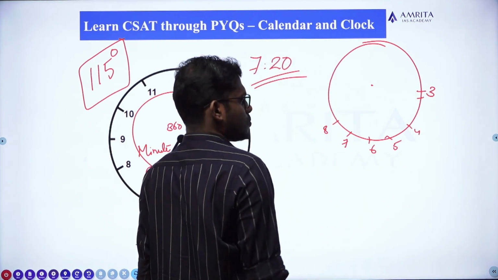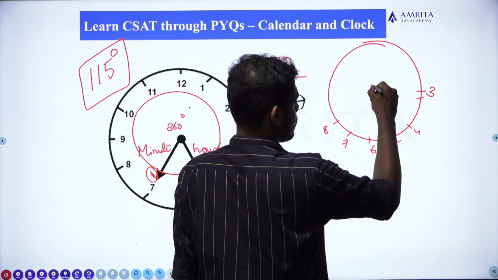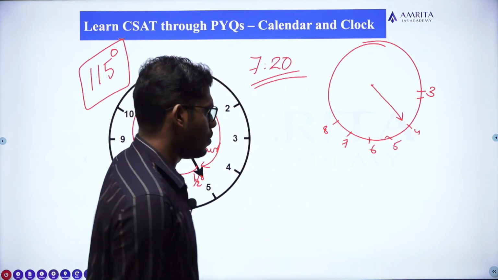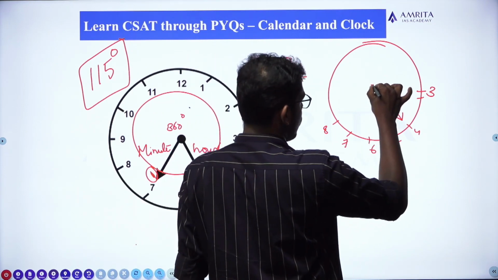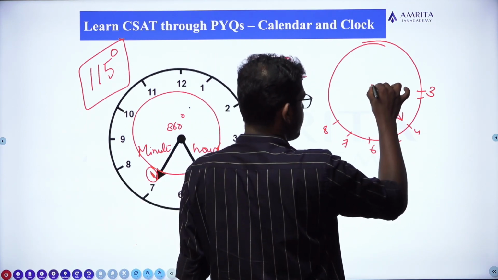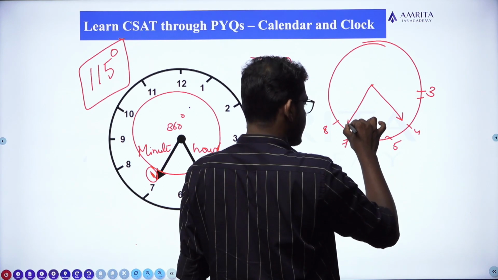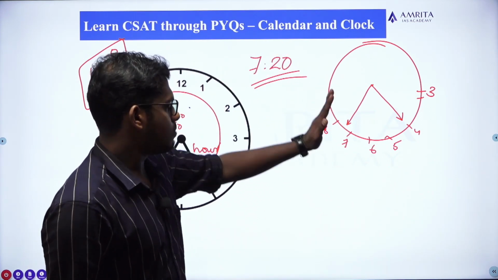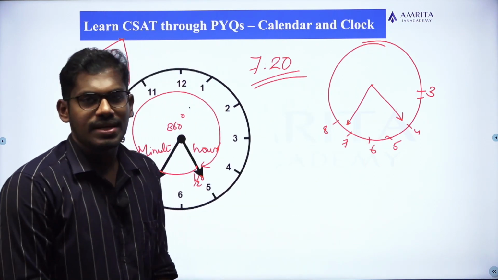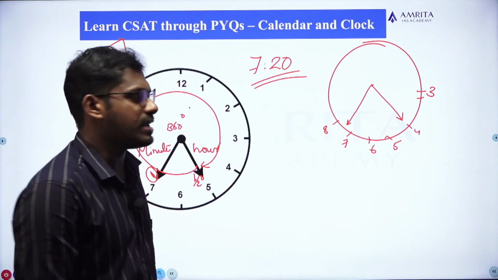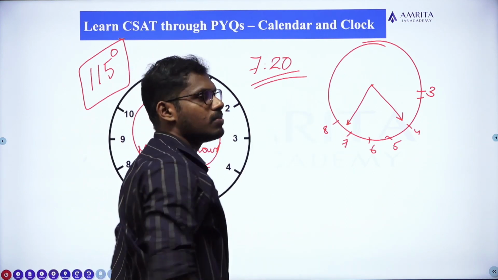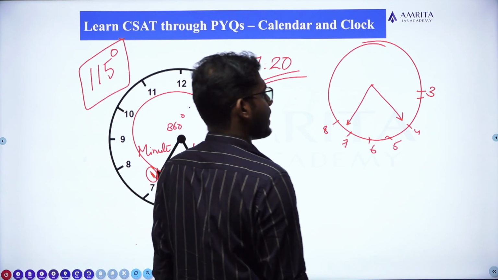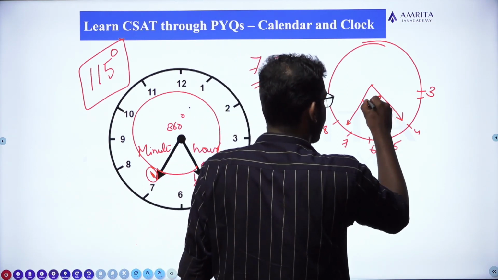Okay, so 7:20 will be 20. The minute hand will be towards the 4, but the hour hand will not be directly towards 7. Instead, it will be moved slightly towards the right of 7, in the direction of the clock. Clear? Okay. So we have to find the angle made by the hour hand and minute hand.